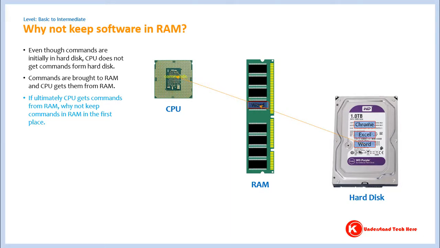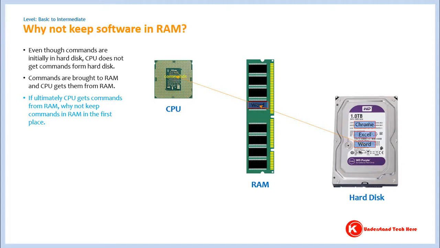You might be thinking, well, if it is better to get commands from RAM, why not keep all commands to operate different software in RAM in the first place? Why keep them in hard disks? If for any reason the computer shuts down, everything that is in RAM is lost. So in order to keep things permanently, you need hard disks.